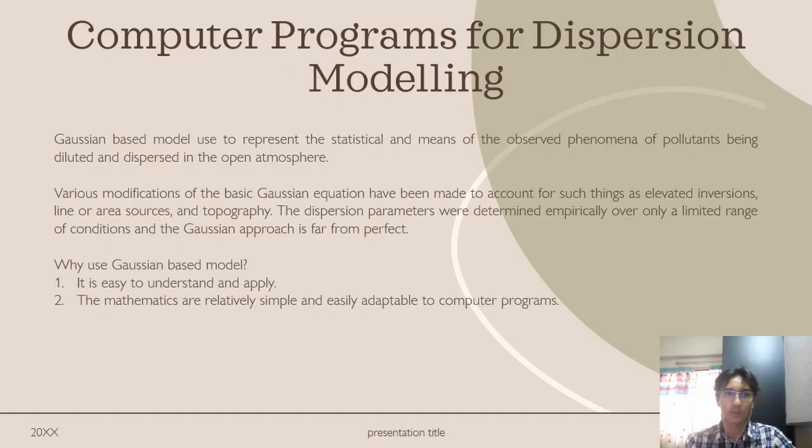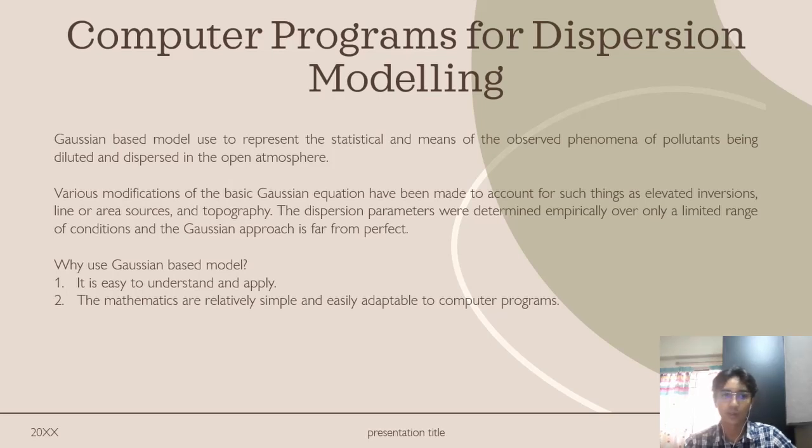For computer programming of dispersion models, Gaussian-based models are usually used to represent statistical means of the observed phenomena of pollutants being diluted and dispersed in the open atmosphere. Various modifications of the basic Gaussian equation have been made to account for such things as elevated inversions, line or area sources, and topography. The dispersion parameters were determined empirically over only a limited range of conditions, and the Gaussian approach is far from perfect.